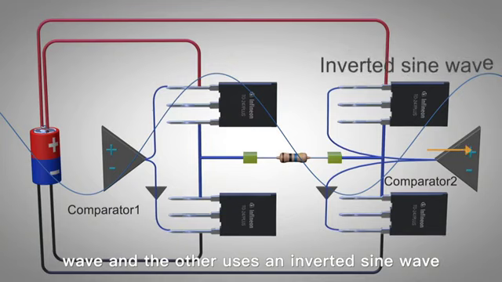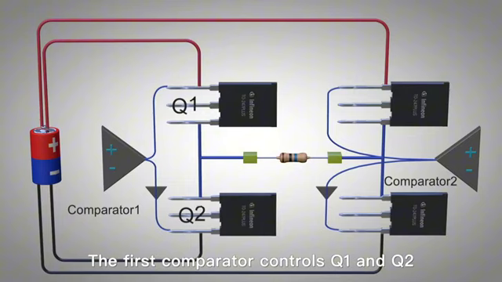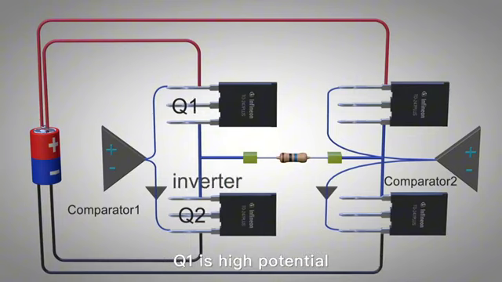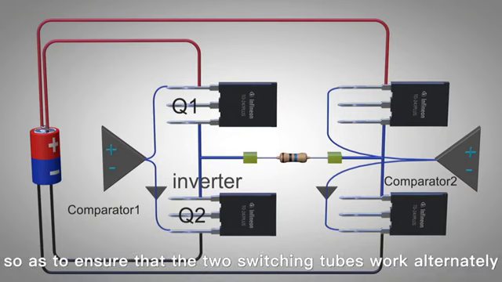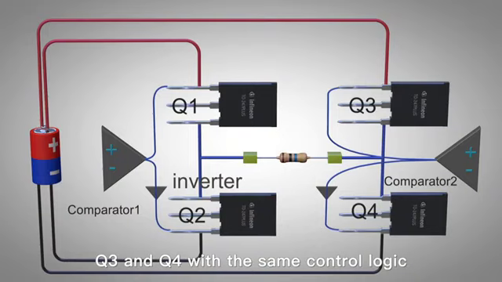The first comparator controls Q1 and Q2. The Q1 and Q2 signals are reverse. Q1 is high potential and Q2 is low potential. This ensures that the 2 switching tubes work alternately. The second comparator controls Q3 and Q4. The control logic is the same.